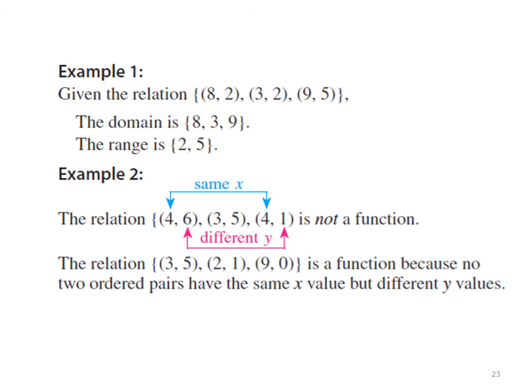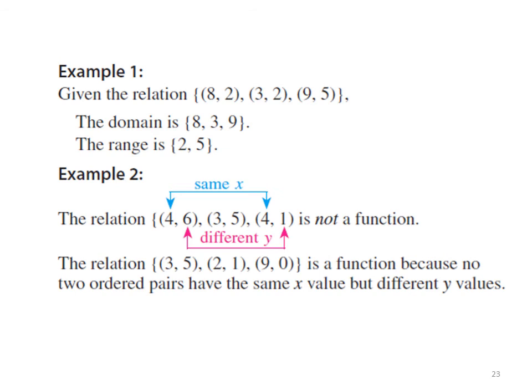Here is an example of a relation. We said the relation is just any set of ordered pairs. So if you take the ordered pairs (8, 2), (3, 2), (9, 5), this is an example of a relation. This relation has only 3 ordered pairs. The domain is the first values of each pair: 8, 3, and 9. The range, you take the second values, has only 2 numbers, 2 and 5. This is an example of a relation.